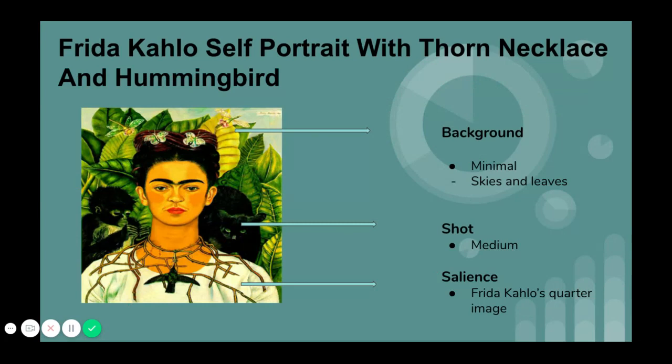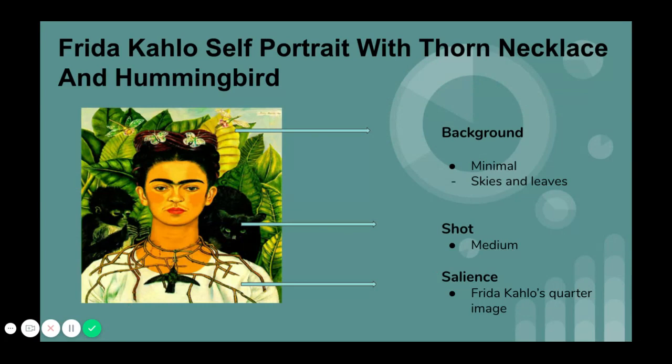So this is the image. It is entitled Frida Kahlo's Self-Portrait with Torn Necklace and Hummingbird, and it was painted by Frida Kahlo, the Mexican painter. If you look at this, the background is minimal, where what is evident are the skies and leaves.